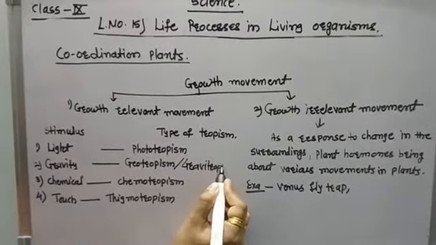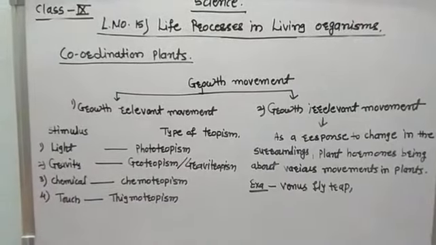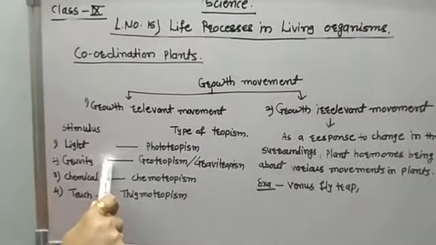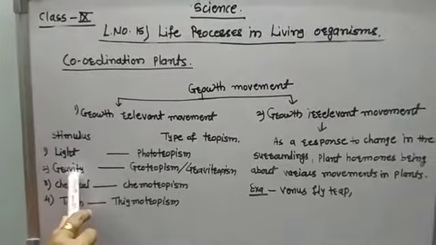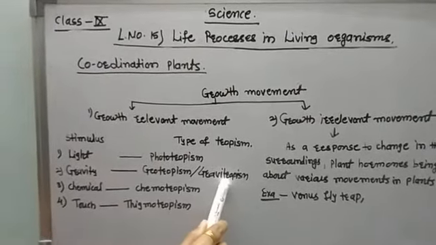The plant roots go in search of water, and this movement is called geotropism or gravitropism.